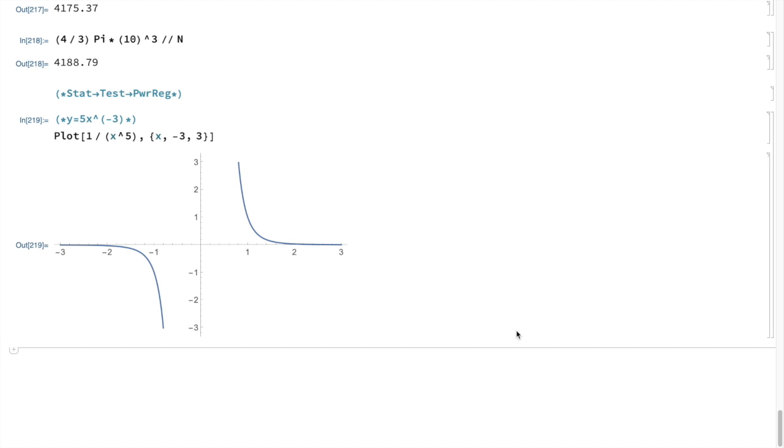So this one is called inverse variation. It's just the power regression here. Again, only this time we're actually allowing negative powers at this point. So this would be an example of an inverse variation function. It's just the power regression. It's not hard at all.